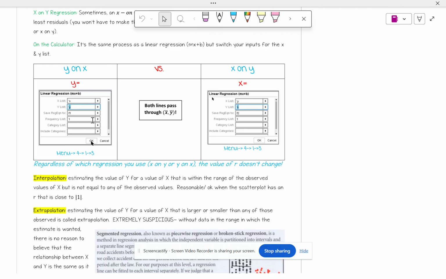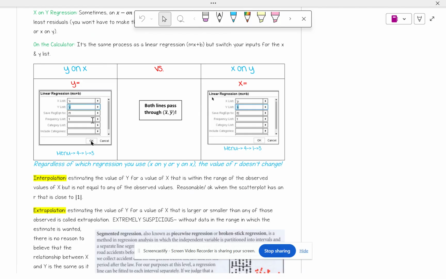A lot of kids are always like, can you just switch x and y like an inverse and solve for y or whatever you want to do? You can't just switch x and y because you're minimizing two different things with the loss function that calculates the least squares regression equation. So you can't do that. You've got to run them as two separate variables.